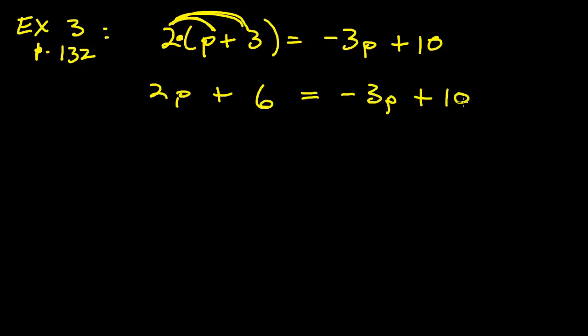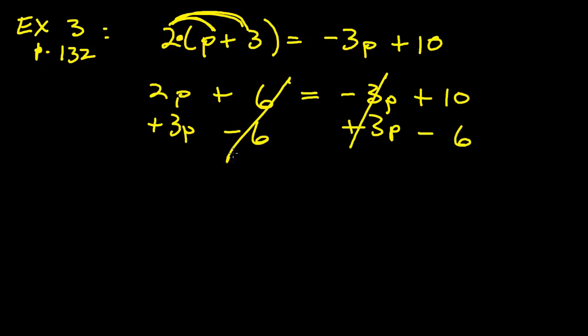All right, do you want to isolate on the right or the left? I suppose most students here would prefer to add 3p to both sides. That'll cancel out the minus 3p on the right. And then if we were going to do that, you would probably subtract 6 from both sides, because then you'll cancel out the positive 6 on the left.